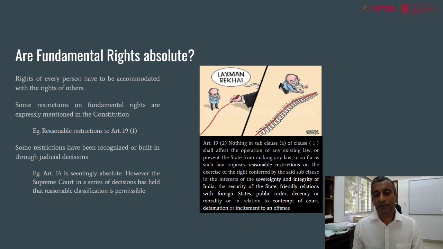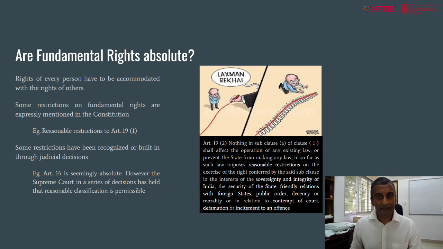Other kinds of restrictions are not expressly set out in clauses like Article 19 Clause 2, but may be read into a clause which at first blush looks absolute, but through judicial interpretation and application admits of some exceptions. Article 14, which guarantees to all of us equal protection of the law and equality before the law, seems to be one such absolute proclamation.